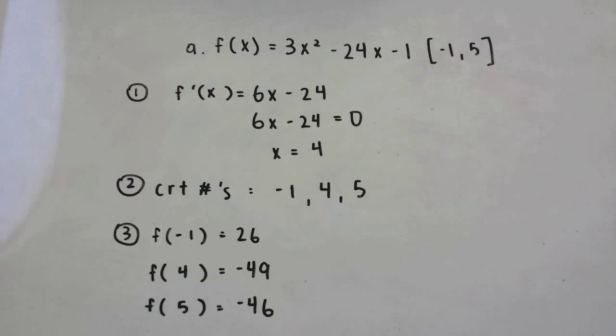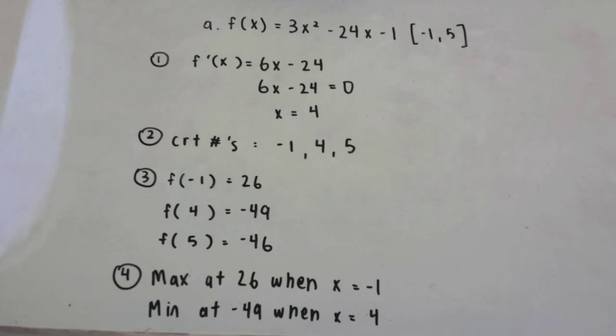The third step is to repeat this process with the endpoints, which is negative 1 and 5 in this case. The fourth step is to analyze what you have found. The biggest number is the maximum, while the smallest number is the minimum. In this case, on the graph of f of x, you should see an absolute maximum at the point negative 1, 26, and an absolute minimum at 4, negative 49.